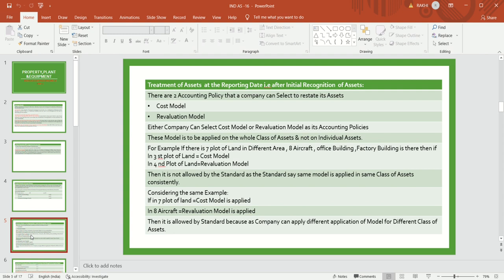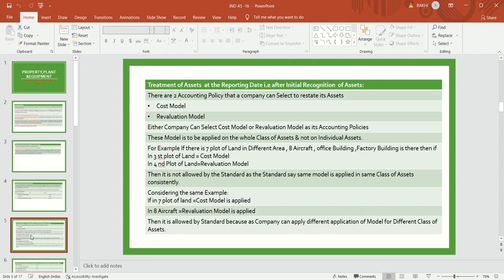There are two accounting policies that the company can select to restate its assets. That is the cost model or the revaluation model. Either the company can select the cost model or the revaluation model as its accounting policy. These two are the policies of the company.